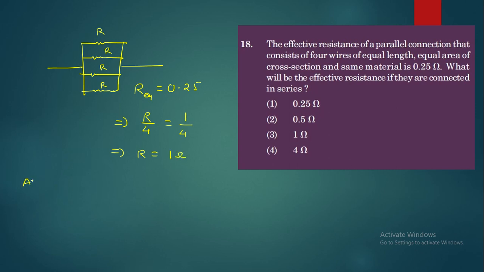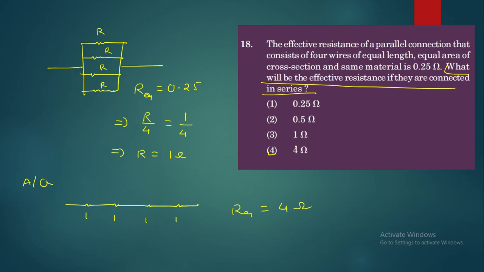Now according to the question, what will be the effective resistance if they are connected in series? When I connect all the resistances in series, what will be the resistance? Well, 1 plus 1 plus 1 plus 1. So the effective resistance in this case will be 4 ohm. Let's move on.